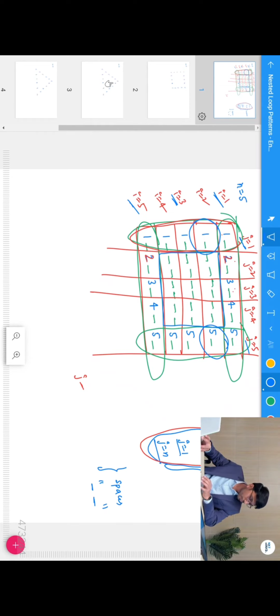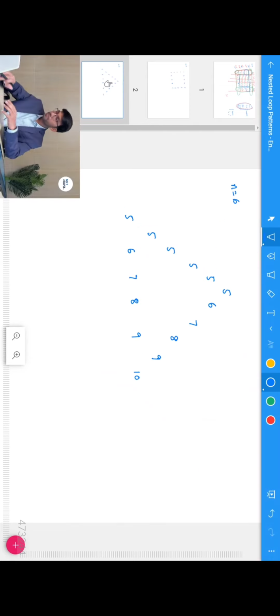Basically, because n equal to 6, the input is 6, we should print 6 rows: 1, 2, 3, 4, 5, and 6. We should print 6 rows. So let's see what happens.